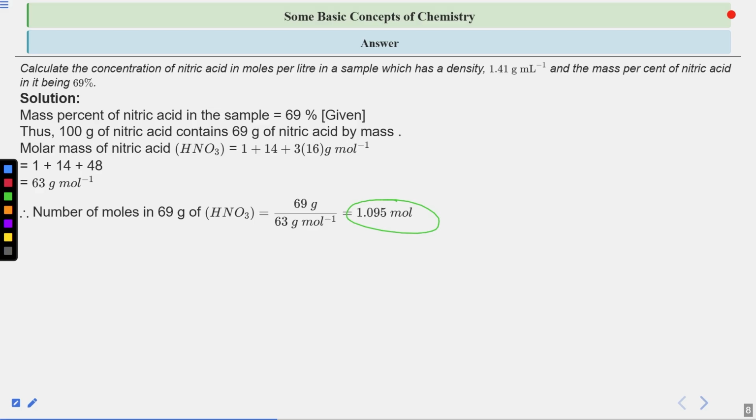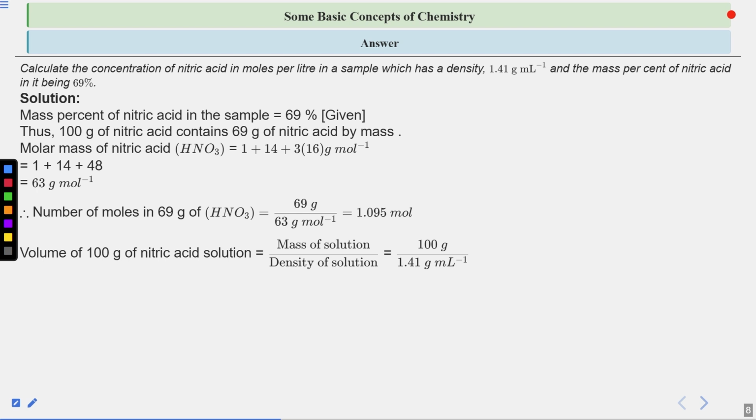Again, students, remember this analogy. 69% weight by weight means 69 gram of nitric acid is present in 100 gram of the nitric acid solution. Now we have converted this gram into moles, by which we can say that 1.095 mole will be present in 100 gram of nitric acid solution.